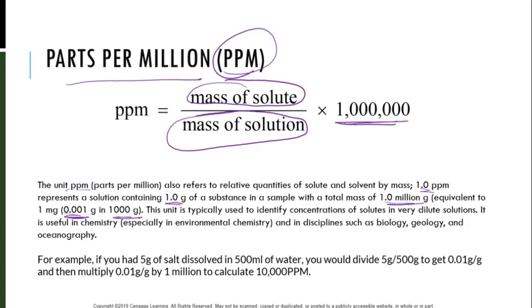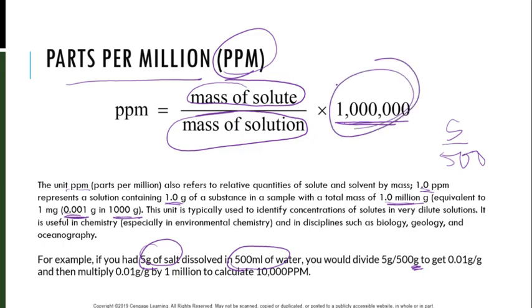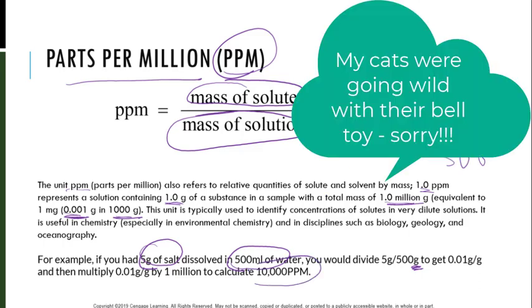The parts per million is typically used to identify concentrations of solutes in very dilute solutions. It's useful in chemistry, especially in environmental chemistry, in disciplines such as biology, geology, and oceanography. Here's an example. If I had 5 grams of salt dissolved in 500 milliliters of water, we would do 5 divided by 500. We know 500 milliliters is equal to 500 grams, and that would give me 0.01. Then we times it by a million, and that would tell us that we would have a concentration of 10,000 parts per million.